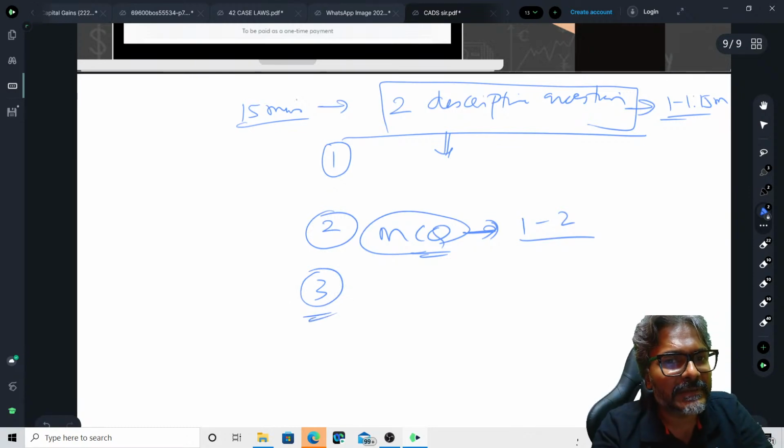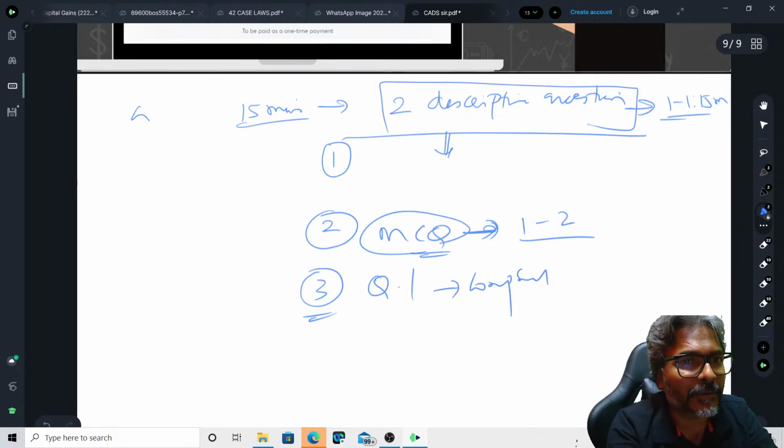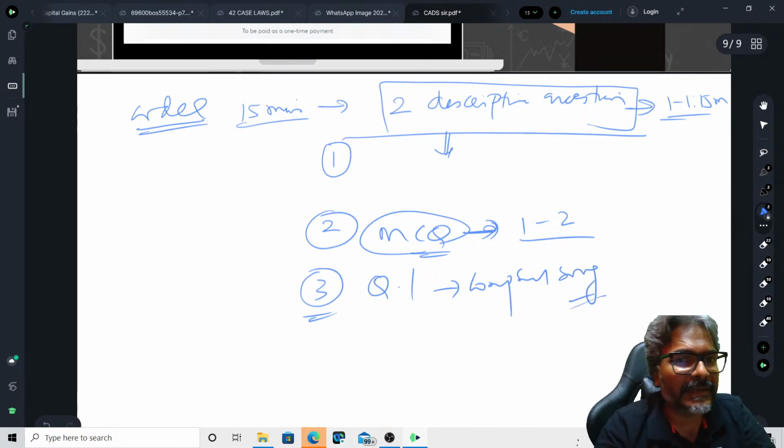And thereafter, students, after the MCQ is done, please come to question number 1, which is also a compulsory question. This is the order of the solution, because this is a compulsory question. So that is the case.